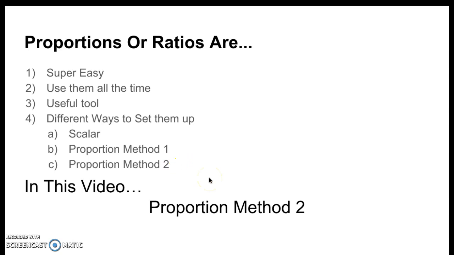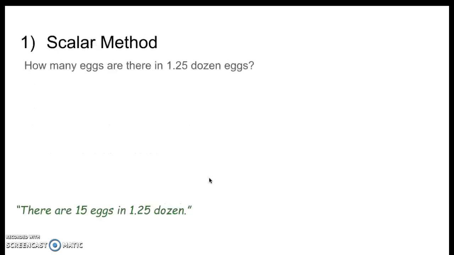At the end of this video, we're going to focus on proportion method 2, and that's because this method is super helpful when we're doing a technique called dimensional analysis. Now, most of your textbooks and videos that you'll see online in terms of solving the problems that you see here are going to use dimensional analysis, and proportion method 2 helps us with setting up the fractions for dimensional analysis.